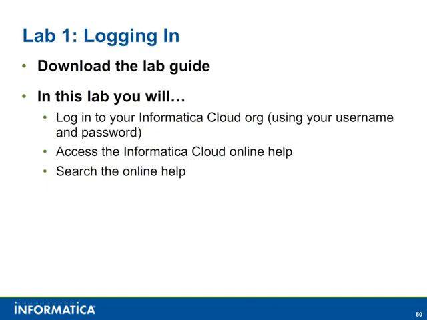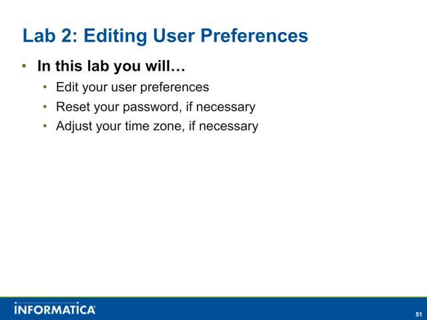This module includes 2 labs. To complete the lab exercises, first download the lab guide from the on-demand training website. In Lab 1, you will log into your Informatica Cloud org using your assigned username and password. If you don't have your username and password, contact your Informatica Customer Success Manager or Informatica Global Support. You will also access and search the online help. In Lab 2, you will edit your user preferences, changing your password and changing your time zone if necessary.